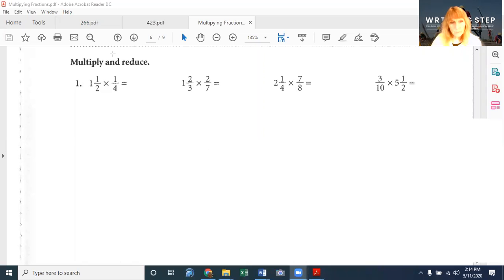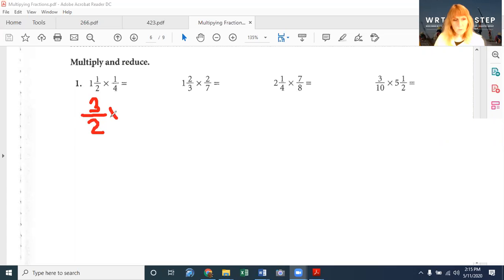So we have 1 1/2 times 1/4, the very first one there in row 1. So what do we do first? Well, first we have to change our mixed number to an improper fraction. So do you remember how you do that? Take the whole number times the bottom and add the top. So 1 times 2, that's 2, plus the top, 3. That mixed number becomes 3 halves, right? Because 3/2 is the same thing as 1 1/2.